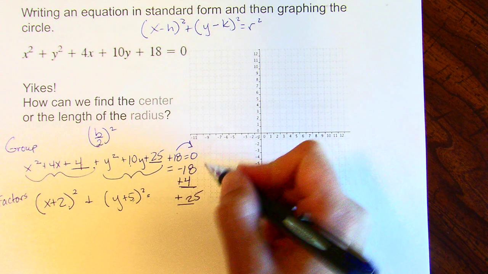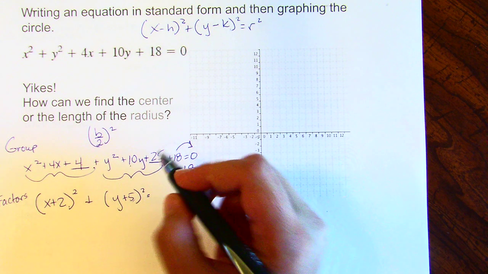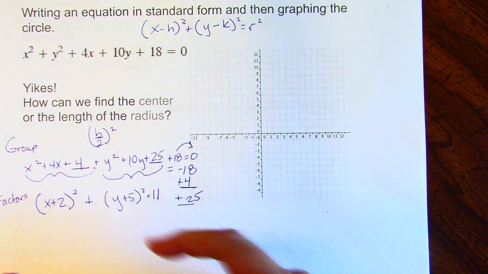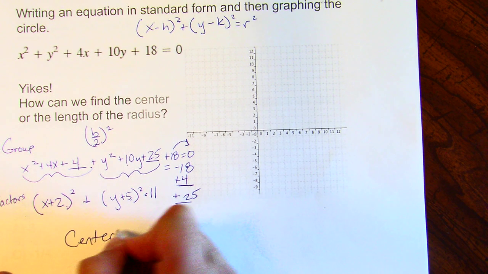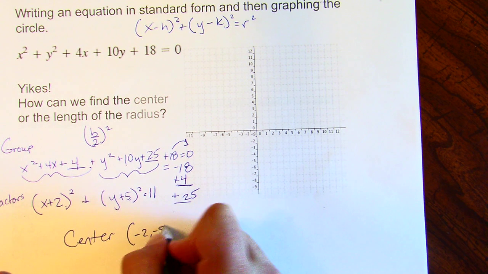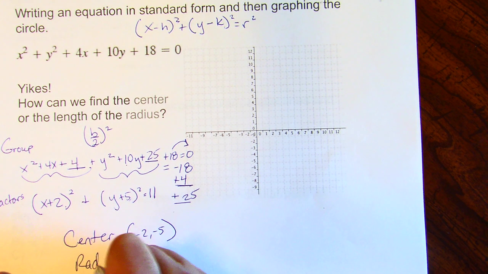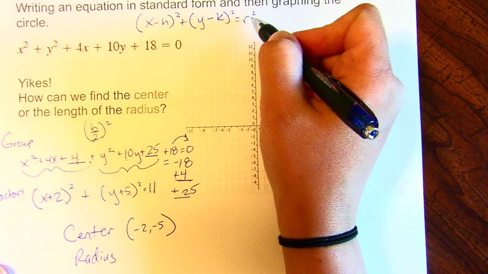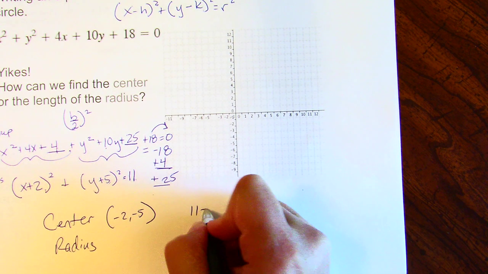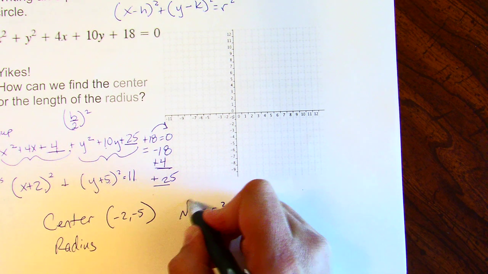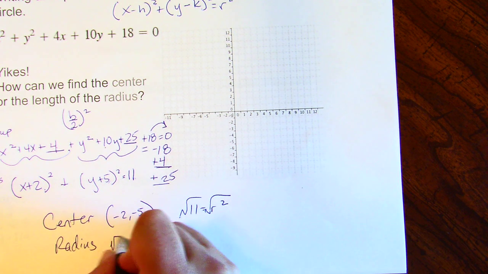And then finally, the -18 plus 4 and 25 is a total of 11. So this looks pretty similar. So my center point is -2, -5. My radius, r squared, I've got 11. Remember, 11 is r squared. So you got to square root each side. And even though that's not pretty, it's the root of 11.